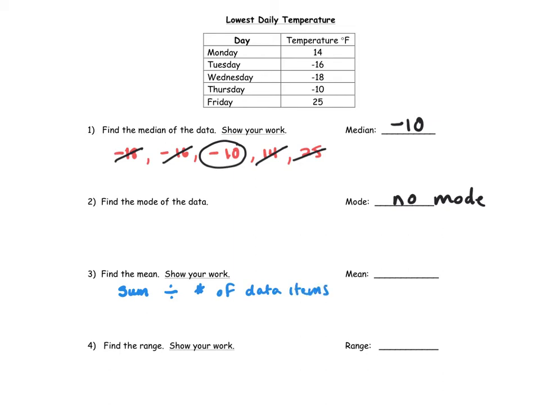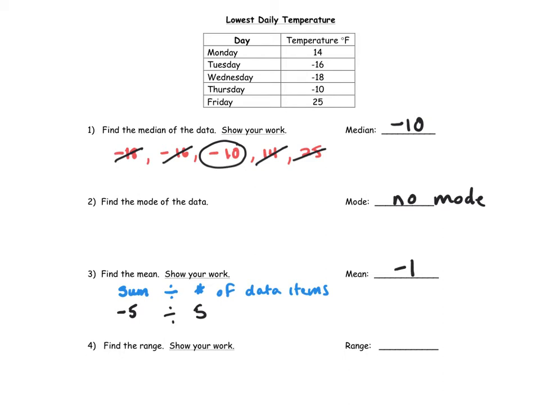So use your calculator, please, and find the sum, the total. So the sum should be negative 5. And then we count the number of data items. There's 1, 2, 3, 4, 5. So we're going to divide by 5. And negative 5 divided by positive 5 is negative 1.